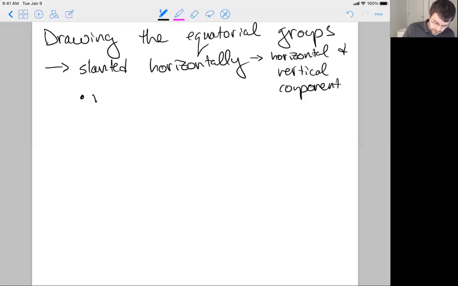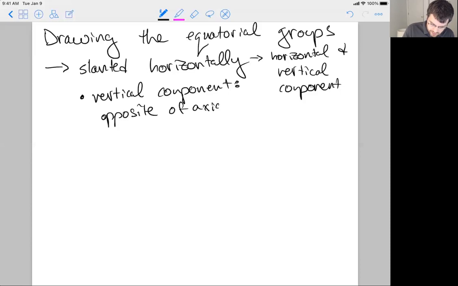So in terms of the vertical component, it is opposite. The vertical component is always opposite of the axial group. So once you know what the axial group is, and we have those little arrowheads, it's going to be pointed in the opposite direction of the axial group. That is, if the axial group is pointing straight down, we're not going to have an equatorial group that's down and to the left or down and to the right. So that's the vertical component.